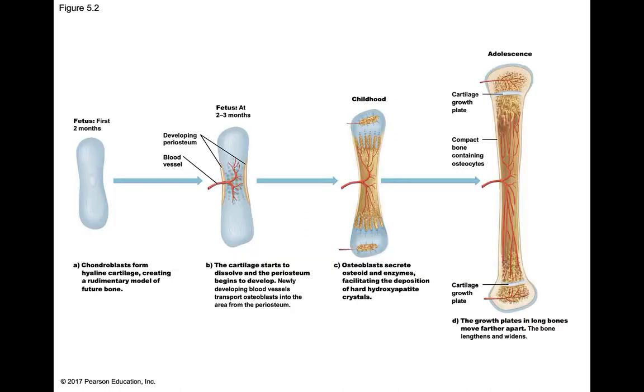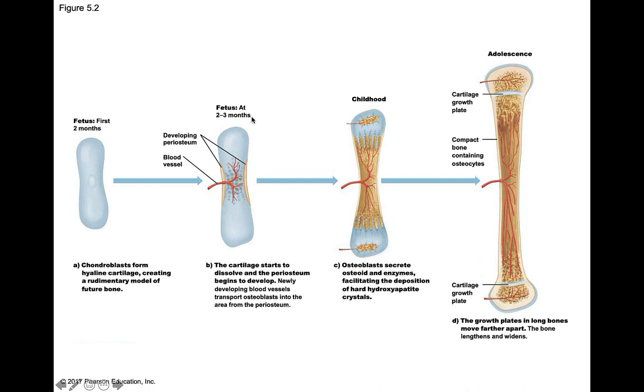Now here is an overall progression. There is an animation that's available in the main PowerPoint. There also is another animation that you can take a look at in the animations PowerPoint available in the Chapter 10 materials on Blackboard. Now here, first 2 months of fetal development, we really see it's all cartilage. And chondroblasts form this hyaline cartilage, and that's basically the rudimentary model of future bones.